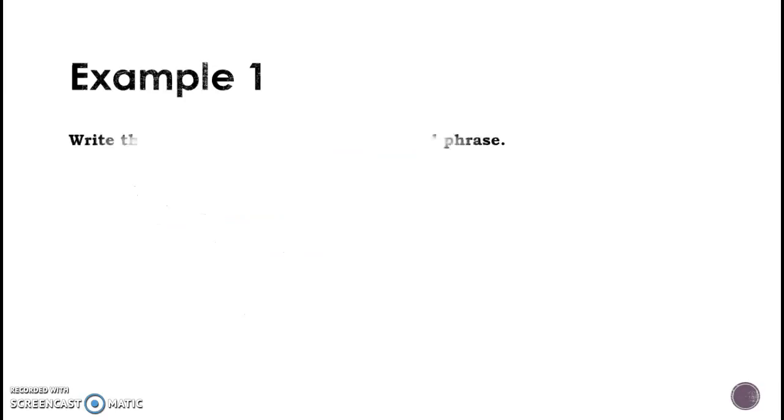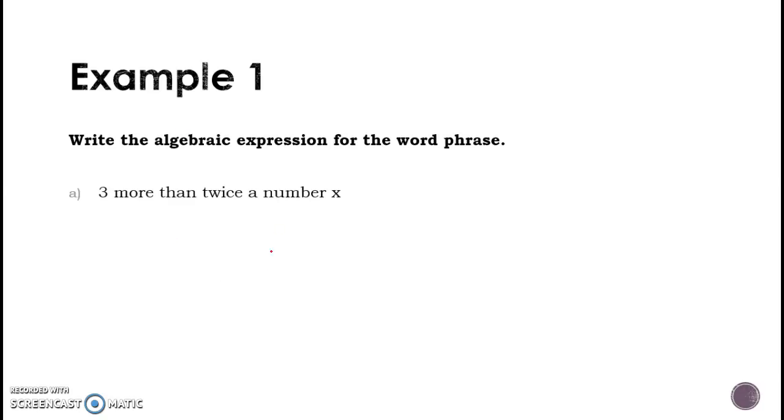Okay, so example 1, write the algebraic expression for the word phrase. So 3 more than twice a number x. So our keywords are more and twice. And so from here we're going to do more means plus. So 3 plus. And then twice was multiplication. So 2 times x, because twice means 2 times. And that's our answer, 3 plus 2x.